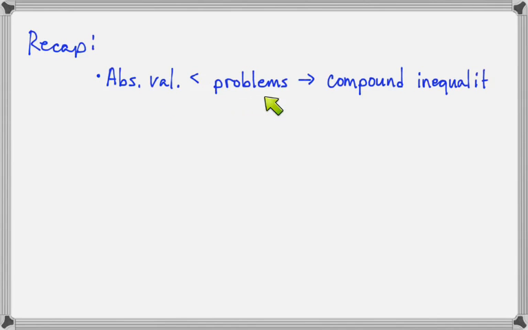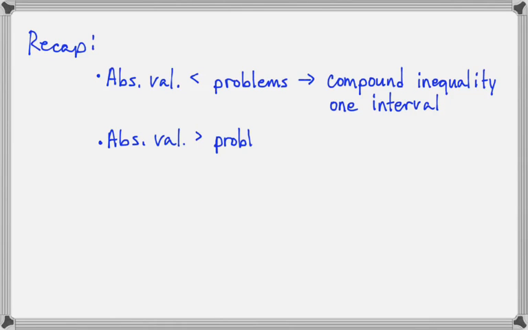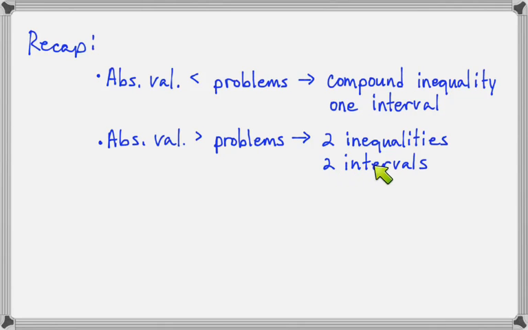And that's it. Okay, so to recap, on less than problems, you're going to write a compound inequality. That's one interval in between two numbers. And on absolute value greater than problems, you're going to write two inequalities with the word or in between them. Your answer is going to come in two intervals.